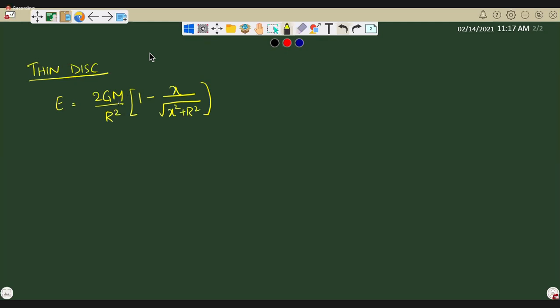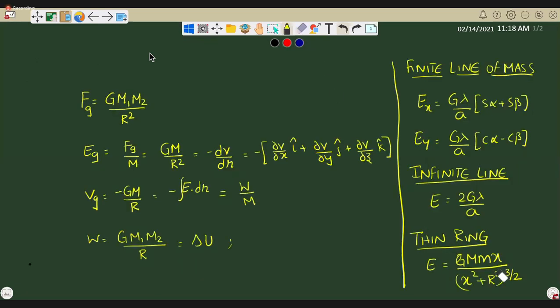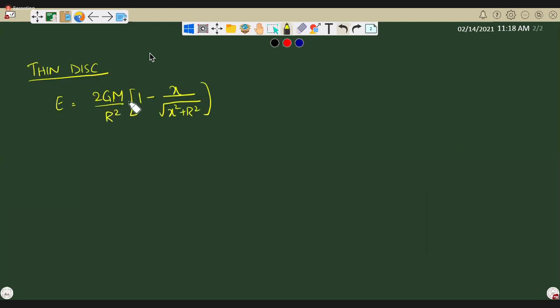What is it? G capital M and small m, right? No, why does another M come? Previously these were written as F, no? So here there is no small m. The formula is GMX divided by X square plus R square whole power 3 by 2. So E is equal to GM by R square into 1 minus X by under root of X square plus R square.